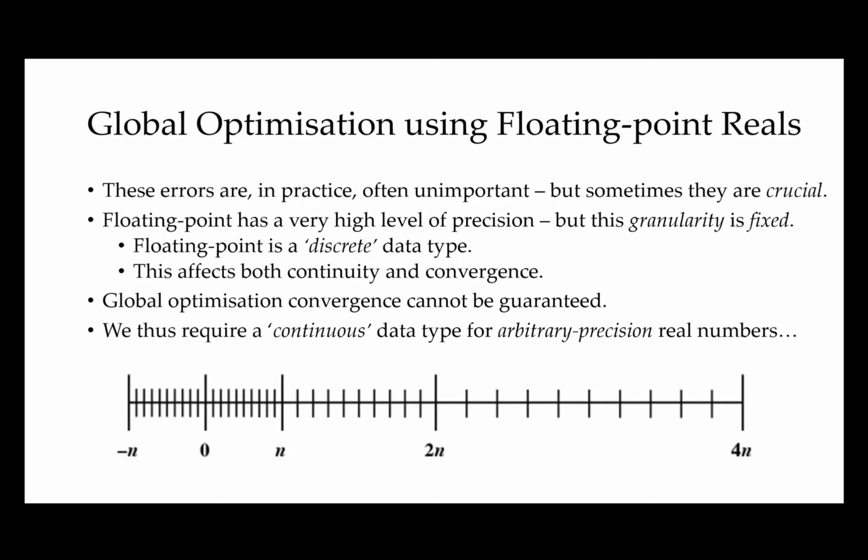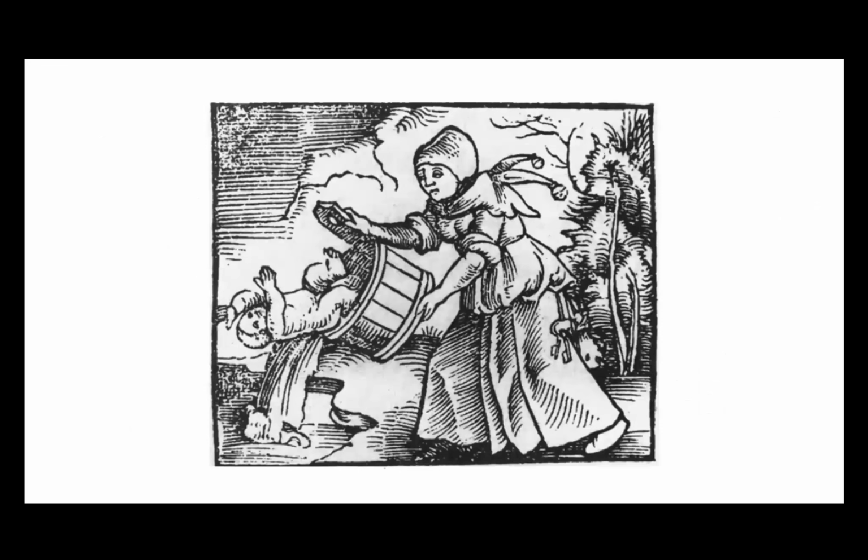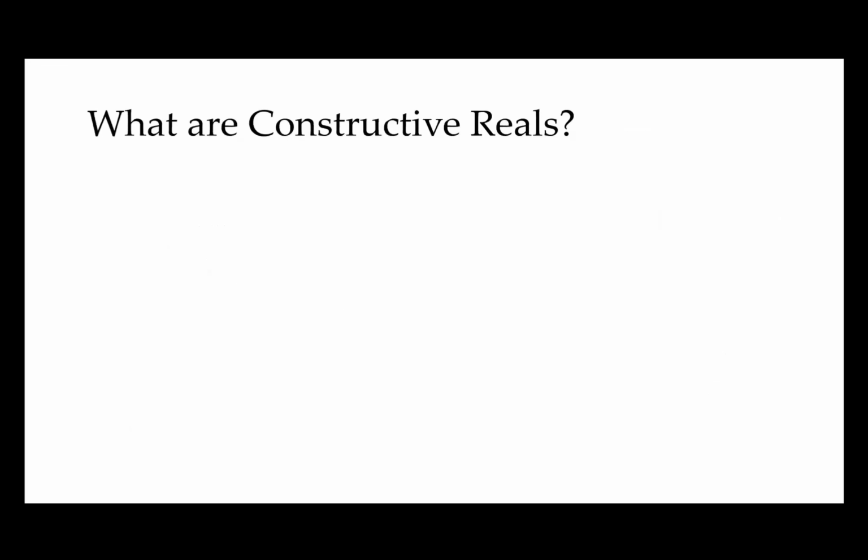So what we require is not a discrete data type, but instead what we would think of as a continuous data type for arbitrary precision real numbers. And this is what we call constructive reals. And I said earlier that some people may convince themselves in certain situations, okay, well, we can just come up with various techniques to get around these problems with floating point. But what I'm trying to convince you here is that in this situation, floating point just is unsuitable. We really do need to throw the baby out with the bathwater. You can't get around the problem that you have here.